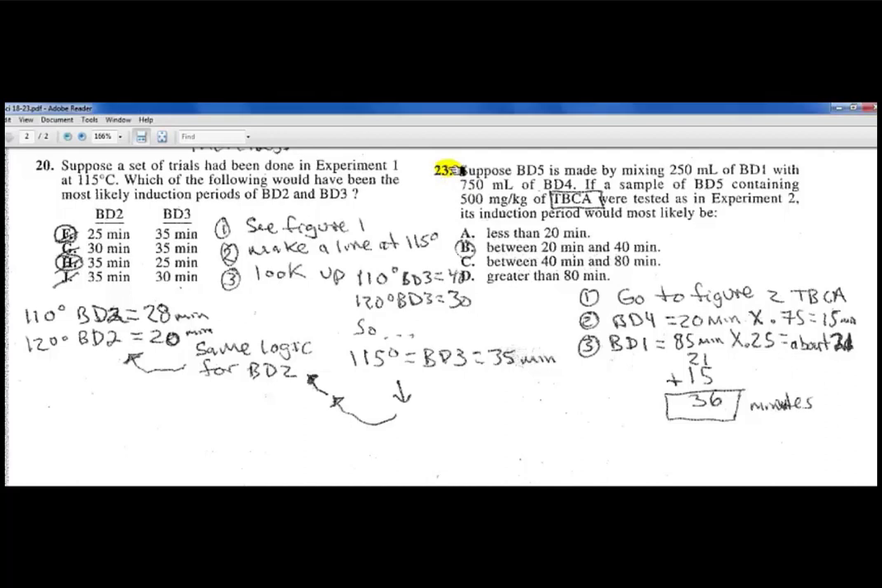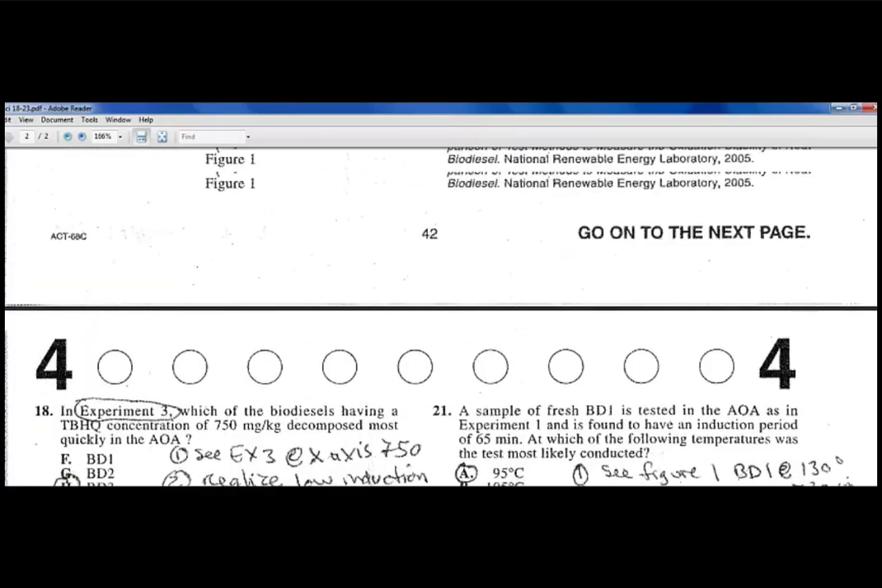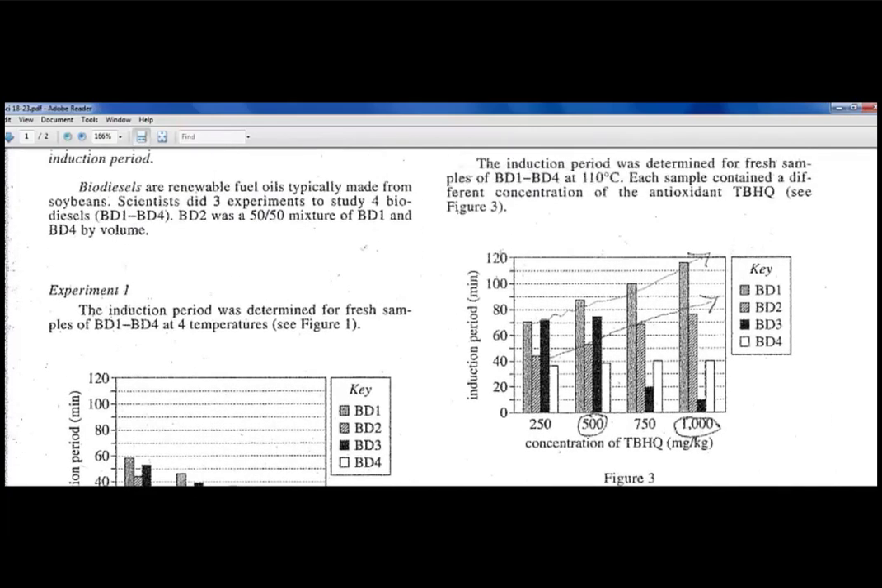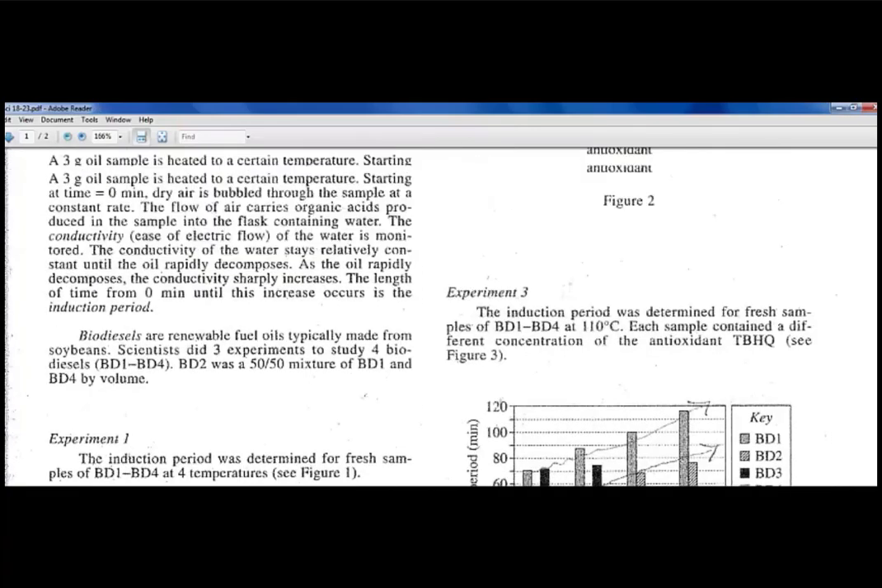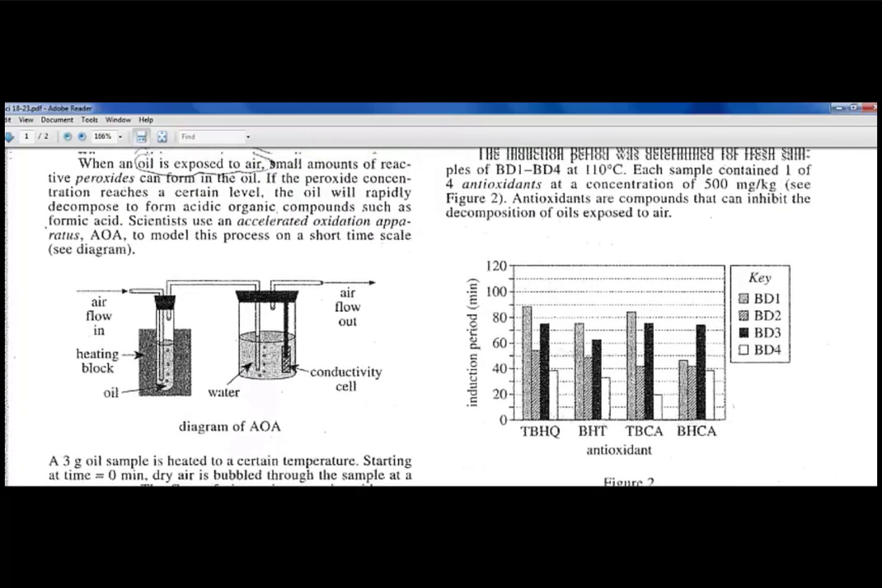First things first, kids, this is a long question stem. You need to go here and put this in your own words. We need to go back up and take a look at where they're dealing with TBCA. Let's go ahead and do that. So if you see, we go back up to the experiments, you see that we're going to find TBCA here in figure 2, experiment 2.